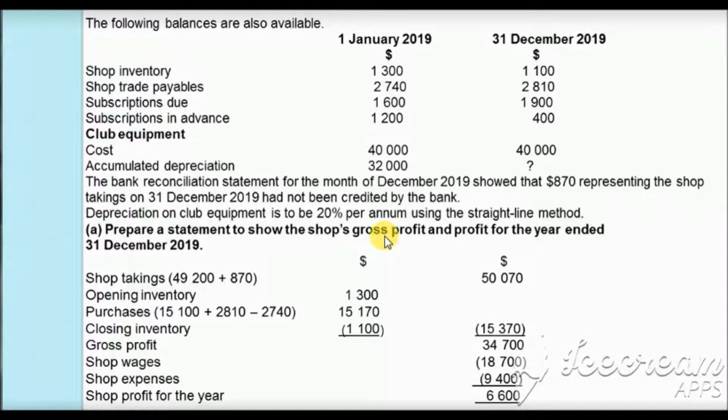Now let's calculate the gross profit. We will start with the shop takings, and for this the receipts in the bank are given as $49,200 plus this $870, which is also for the shop takings. However, this is not credited by the bank yet, but it is for the period of the year ended 31st December 2019, hence we will add it. So we will get $49,200 plus $870, which will be $50,070.